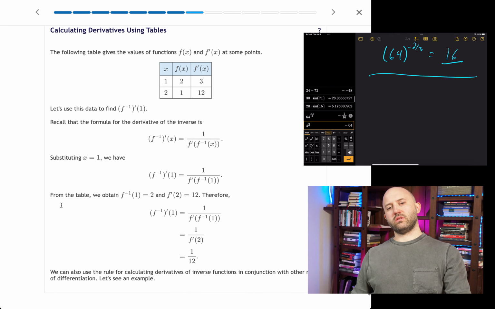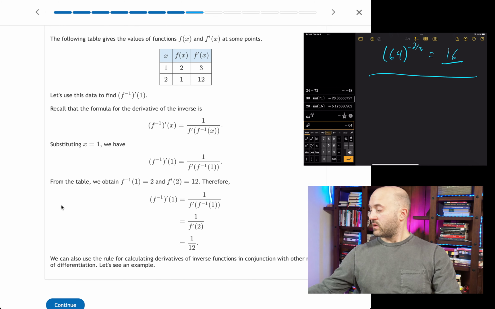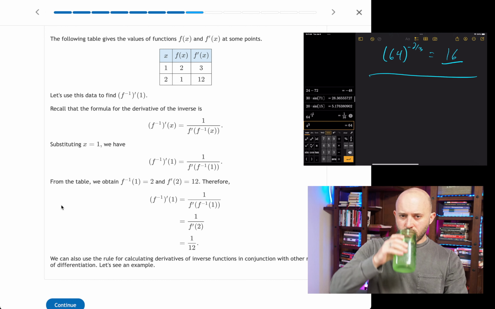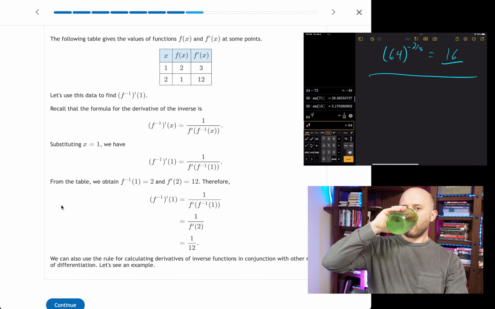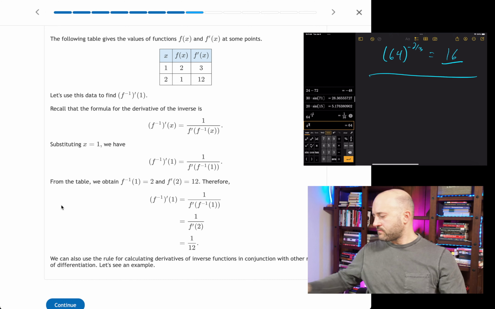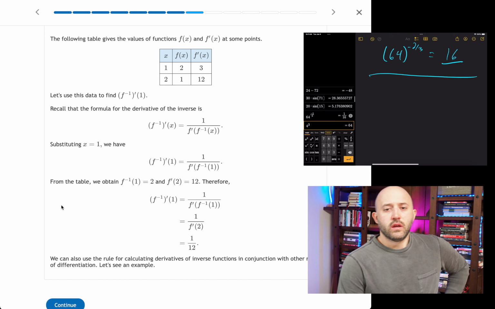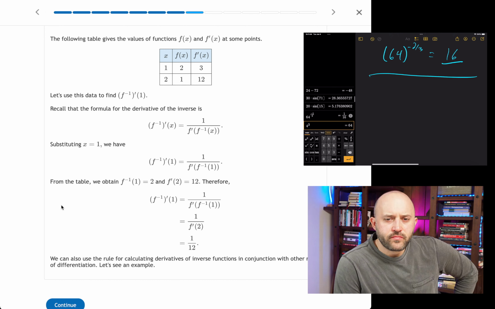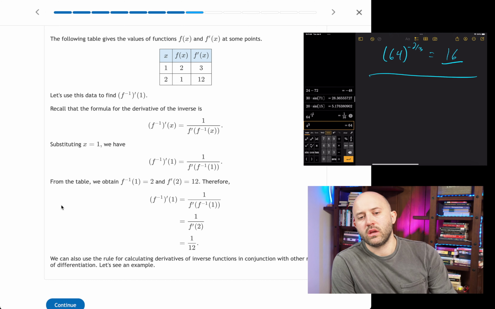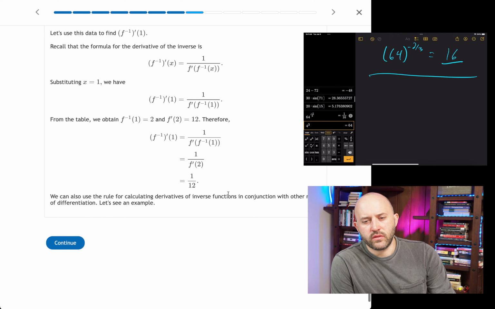Now we get to use tables to do derivatives. f of x, f prime of x. Use this data to find f prime, and so on. Recall the formula of the inverse is this. Substitute x equals 1. From the table we get 2, therefore it's 1 over that. We can also use the rule for calculating derivatives of inverse functions in conjunction with other rules of differentiation. Let's see an example.